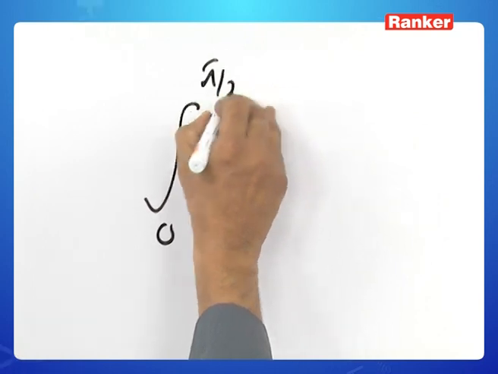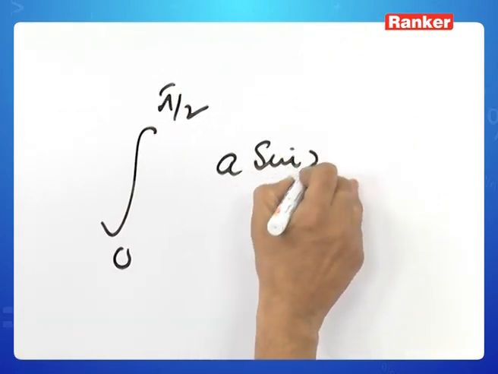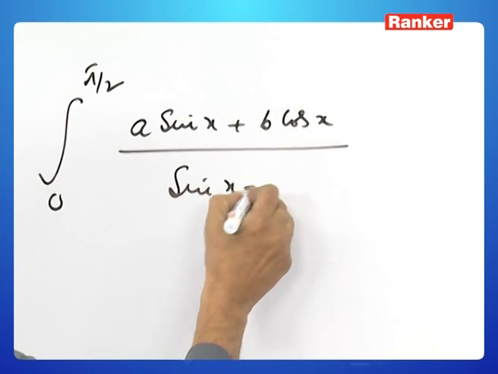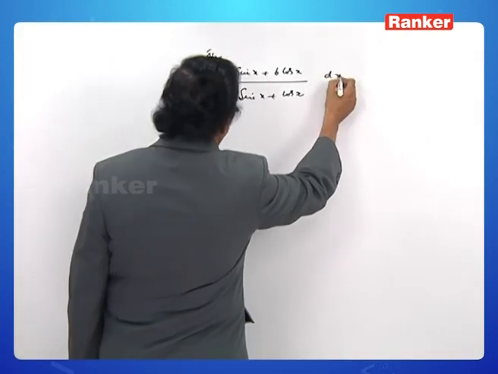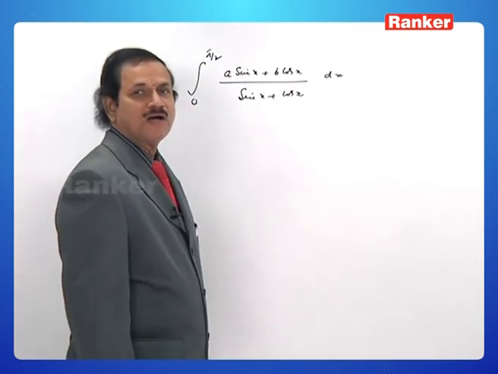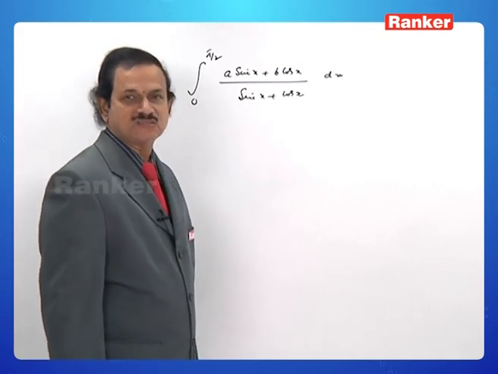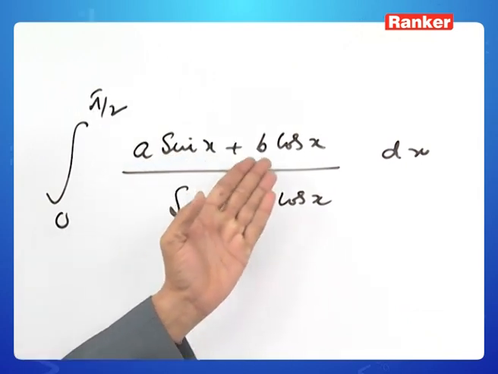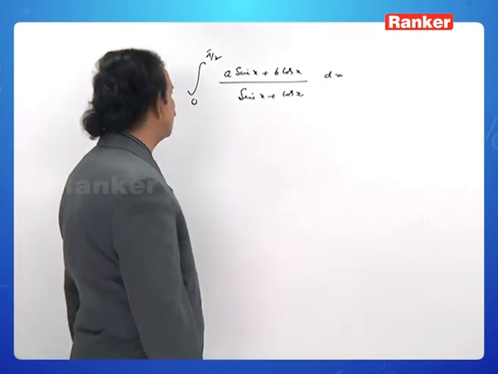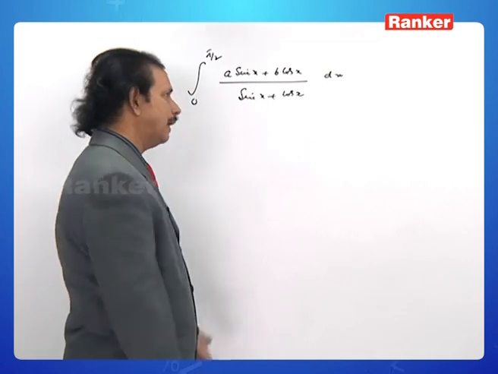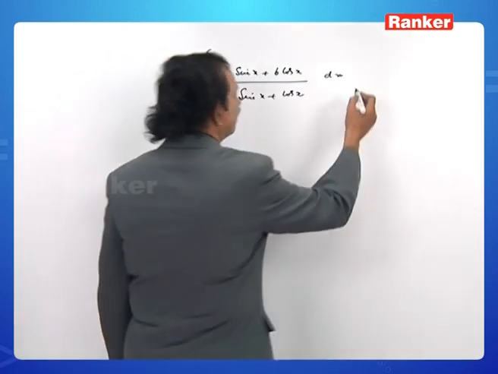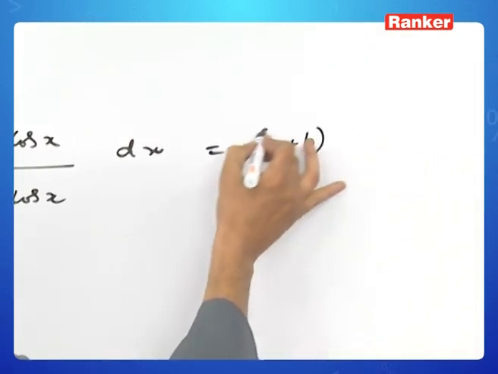Integral 0 to pi by 2 a sin x plus b cos x by sin x plus cos x dx. What happens if you apply the formula integral 0 to a f of x dx is equal to integral f of a minus x dx? Then it is a cos x plus b sin x by cos x plus sin x. That will be I. You add that: I plus I is equal to a plus b sin x plus a plus b cos x by sin x plus cos x again, and sin x plus cos x can be cancelled, leaving you a plus b into pi by 4, isn't it? A plus b into pi by 4.